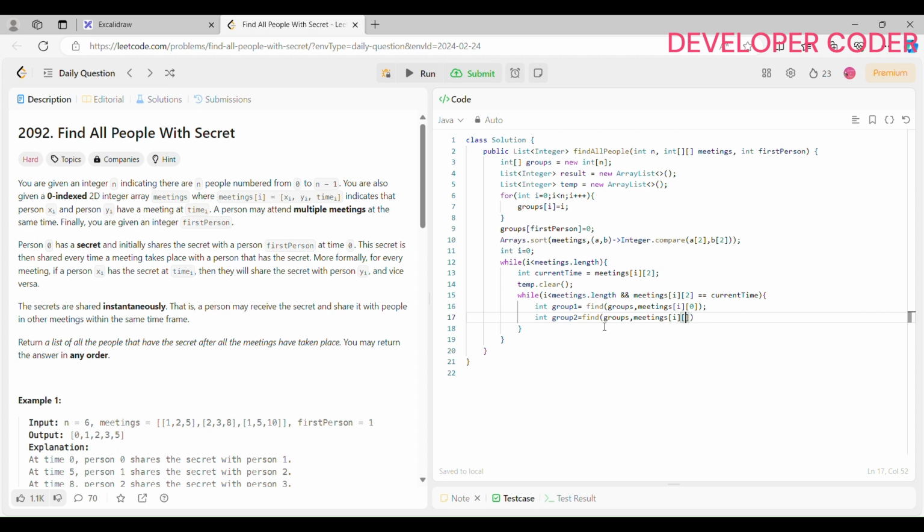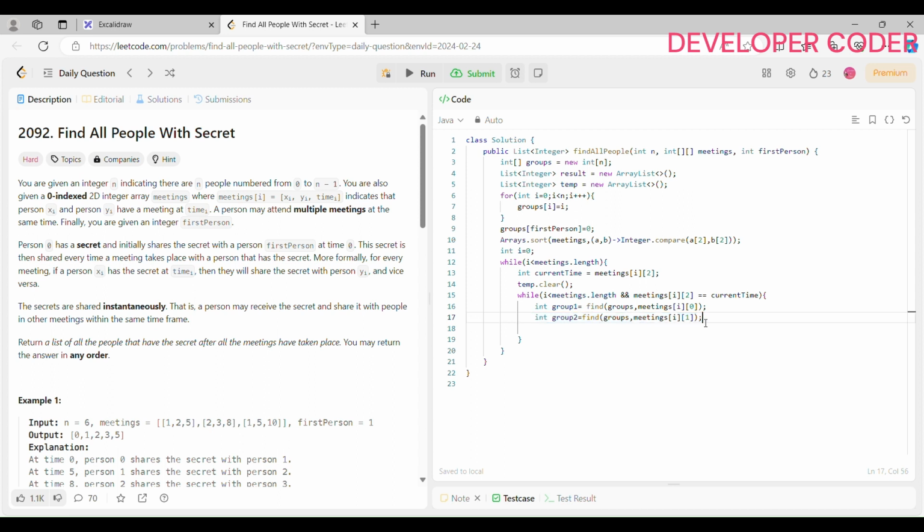Let's consider it like this, 0, 1. So I have written like this. Now in find groups, meetings of i comma 1. Now I have to merge the groups of the persons involved in the meeting. I have told you that I'm going to update them, because both of these people are meeting right now. This person is meeting with this person, definitely, right?